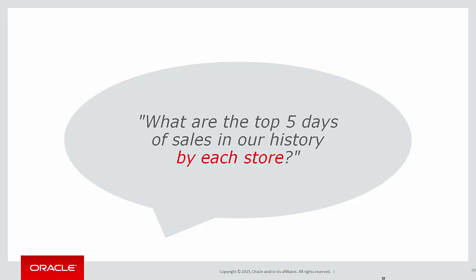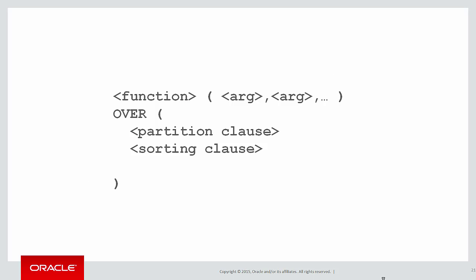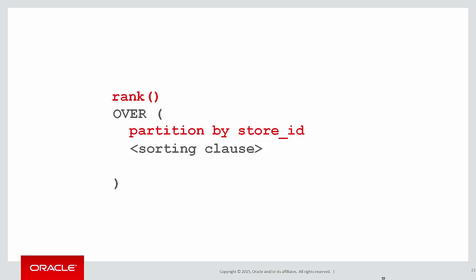However, what if the requirement changes to, what are the top 5 days of sales in our history by each store? Suddenly, analytics is something we're going to need here. Let's build up our analytic as we've always done in the past. Because it's top 5, we're doing a ranking function. When someone says by store, we immediately think of the partitioning clause, PARTITION BY store ID in this case.